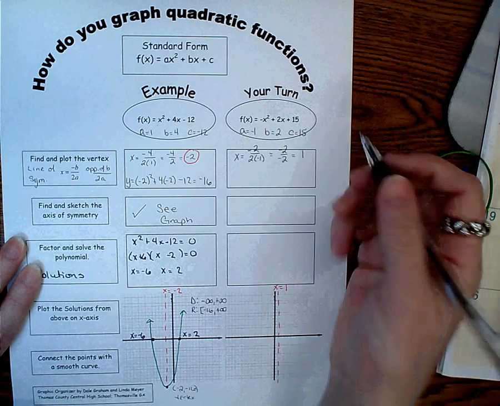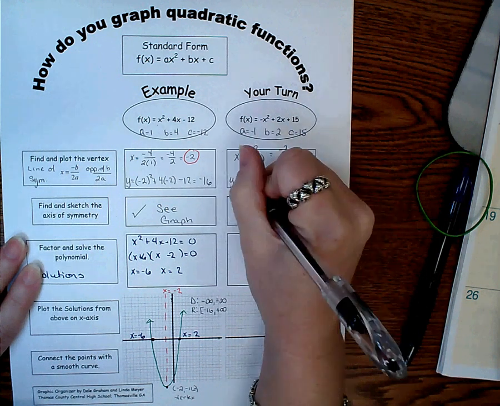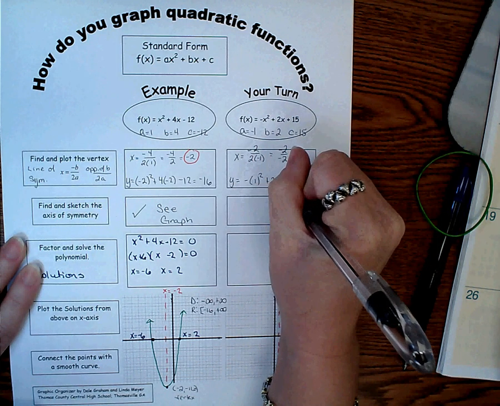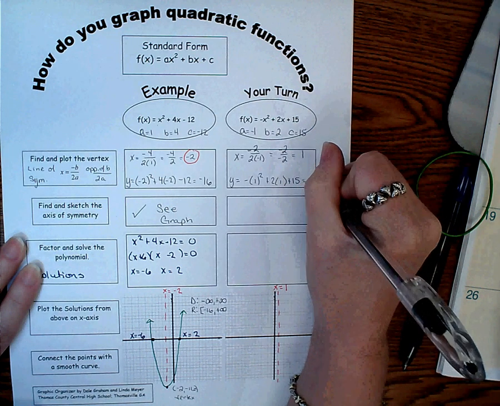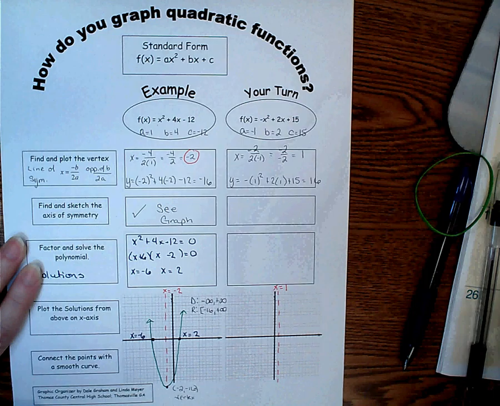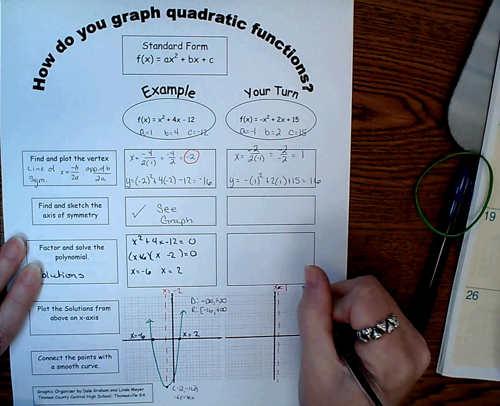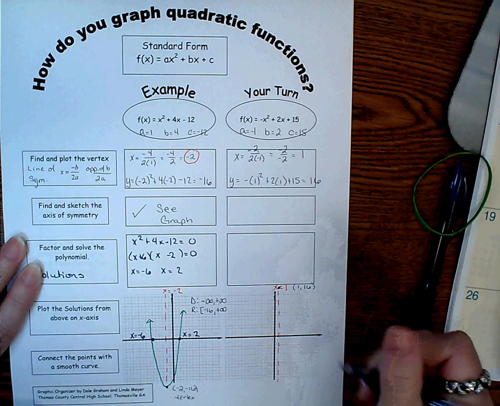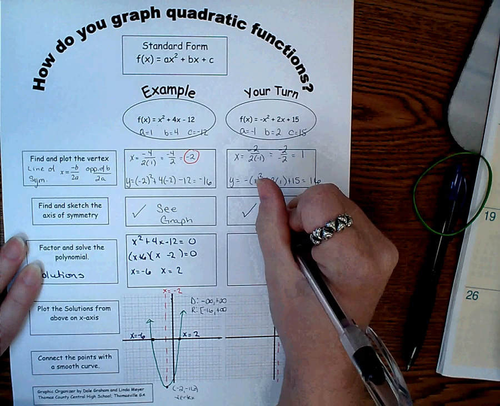Now, I'm going to plug 1 into my equation so that I get the y value of my vertex. So -1 squared plus 2 times 1 plus 15 gives me a value of +16. So I'm going to go up here on my graph and put a dot right there, and that is (1, 16). So I've plotted my vertex.